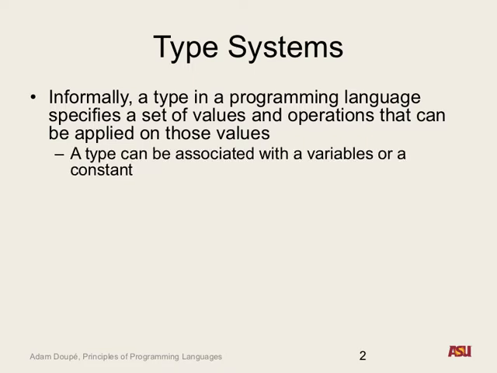Right, so types exist externally of our program. But when we want to use them in our program, we have to somehow associate and communicate this to the compiler: hey, this variable has this type, or this constant has this type.